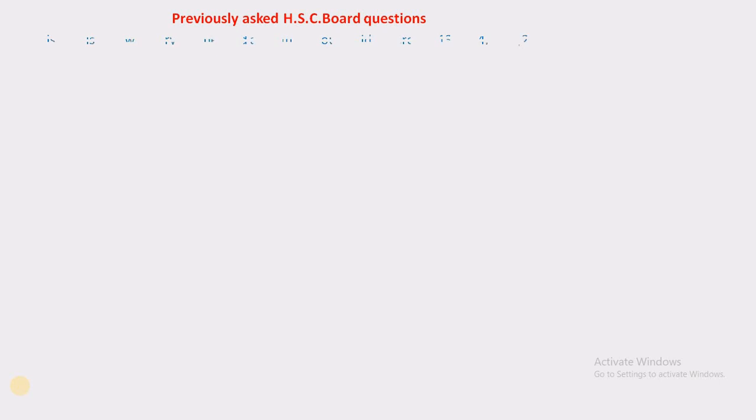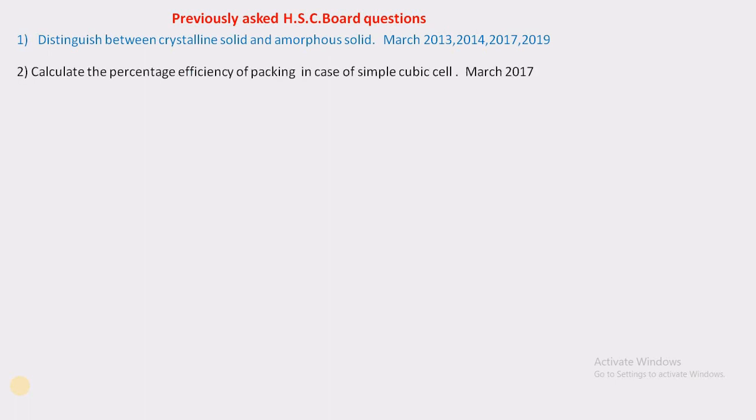And the previously asked HSC board questions, if we see the first question, I have already mentioned this: distinguish between crystalline solid and amorphous solid. This question was asked in 2013, 14, 17 and also 2019. That means 4 times this question is asked for 2 marks, and you have to write 4 distinguishing characters between crystalline and amorphous solids. I have already discussed that. And the second question: calculate the percentage efficiency of packing in case of simple cubic cell. This question was asked in March 2017, for 2 marks again.